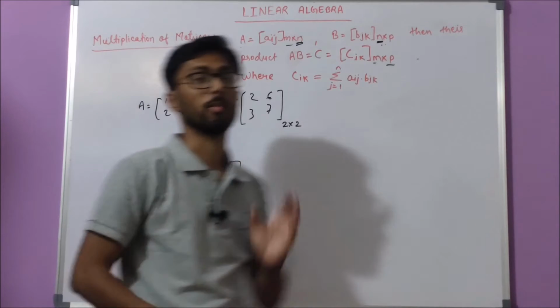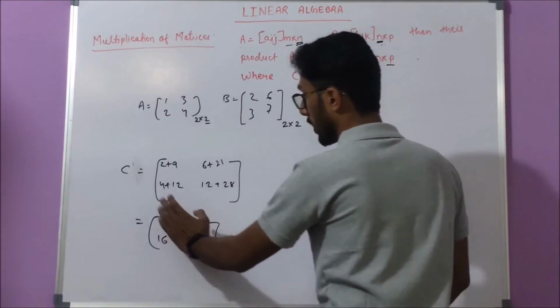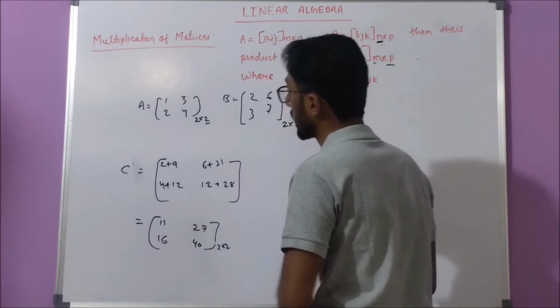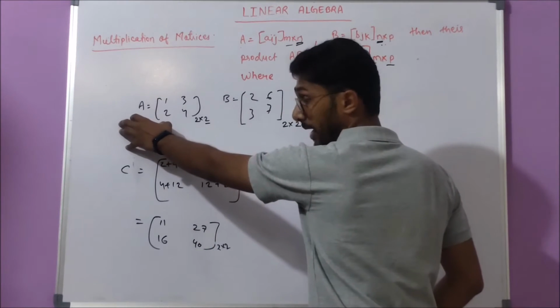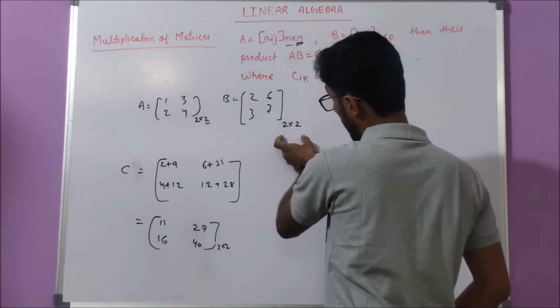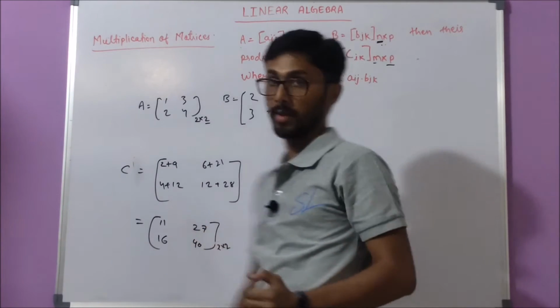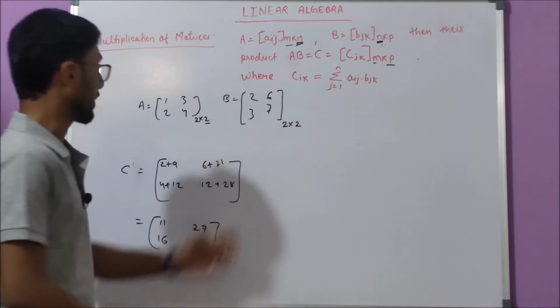So the multiplication of matrices A and B is equal to this, and the size is 2 cross 2, because here the number of rows in A is 2 and the number of columns in B is 2. So the resultant matrix size is 2 cross 2. Let's see one more example of how to multiply two matrices.